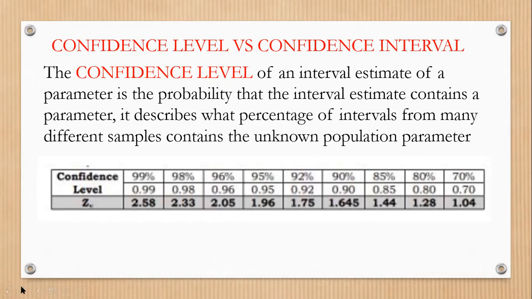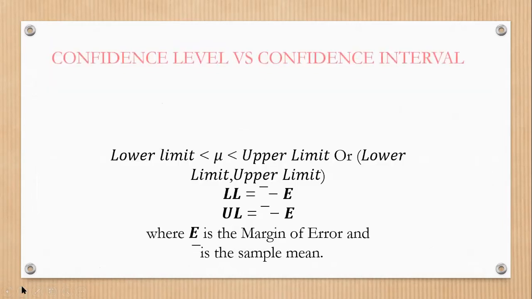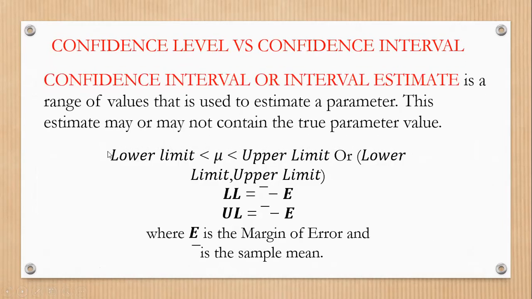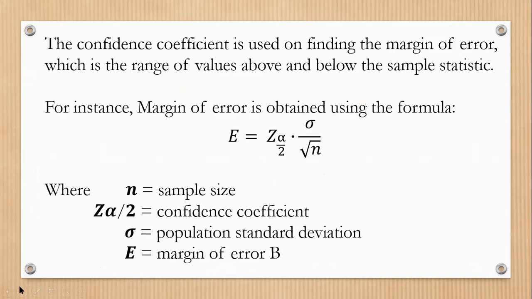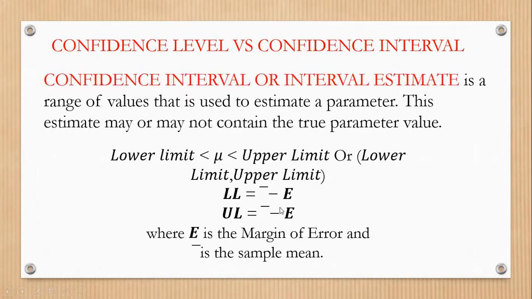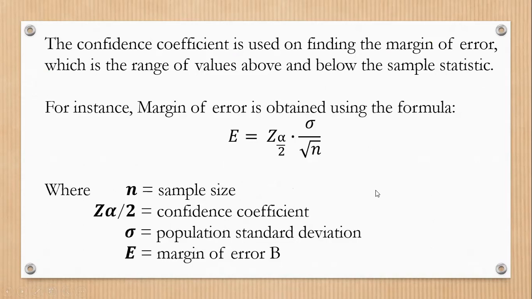Okay, so next we have the confidence interval or interval estimate. You need to know your lower limit and your upper limit. Your lower limit and upper limit have a formula of mean minus E, or the margin of error. This is actually the mean, whatever is the mean. I have no symbol for that. Okay, and to find the margin of error, we have this formula.